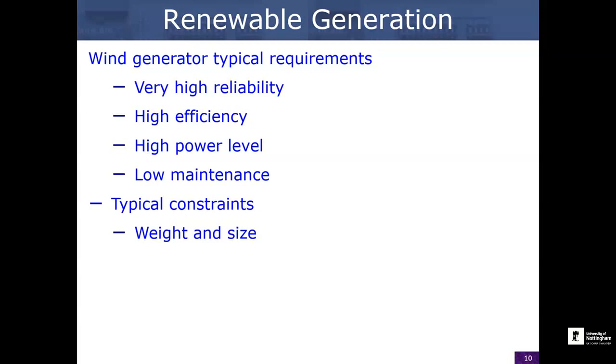Now, the typical constraints are often around things like weight and size, because of course a wind generator is something that you're putting up on top of a pole 50, 100 metres up, so it has to be very, very carefully constrained by weight and size. And that's of course an issue with onshore, but even more of an issue offshore, where any of these have to be actually mounted into the seabed. The location and environment themselves are hugely challenging.